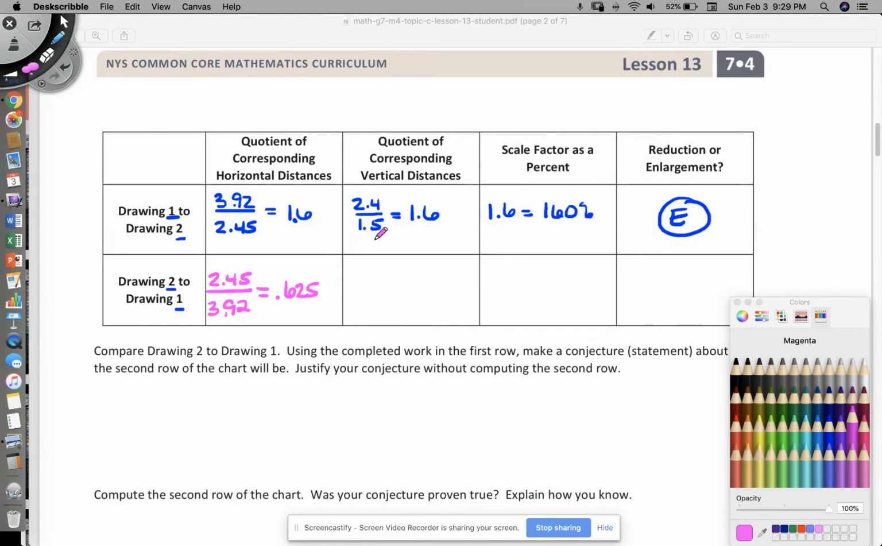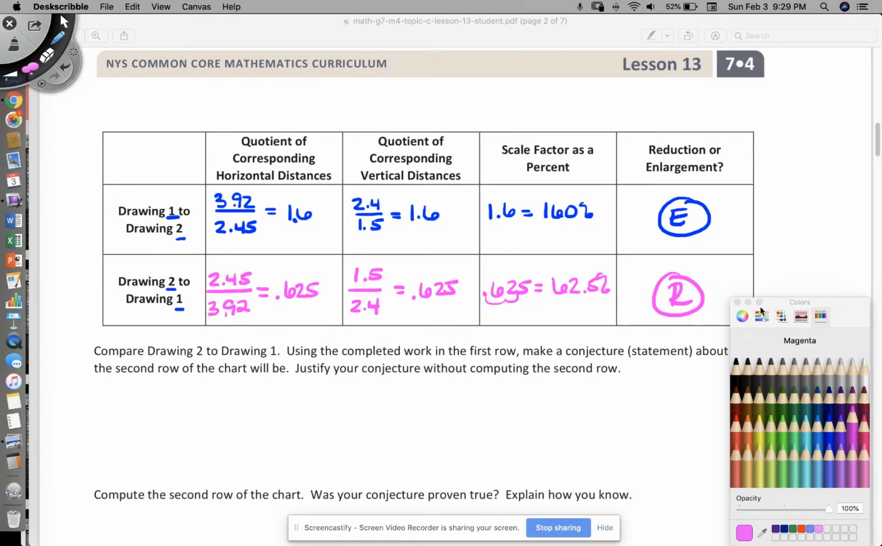All right, so the vertical, again, we're just going to flip this around, making now drawing 2 the original, so putting drawing 2's lengths on the denominator. We divide that out, we get 0.625. So what is 0.625 as a percent? Well, remember, we go 2 places to the right. So it is 62.5%. Now, 62.5%, you have to ask yourself, is that less than 100% or more than 100%? It's less, which makes this a reduction.